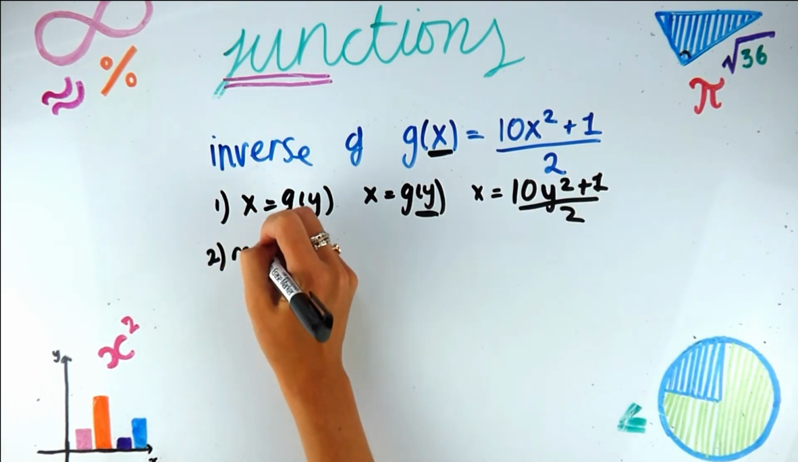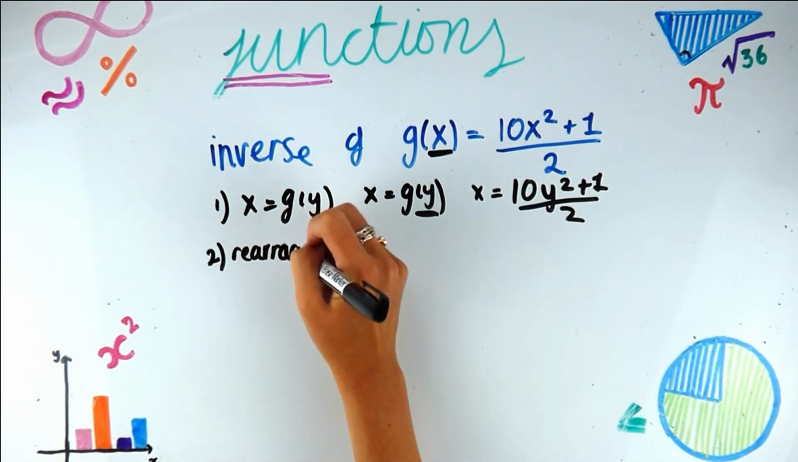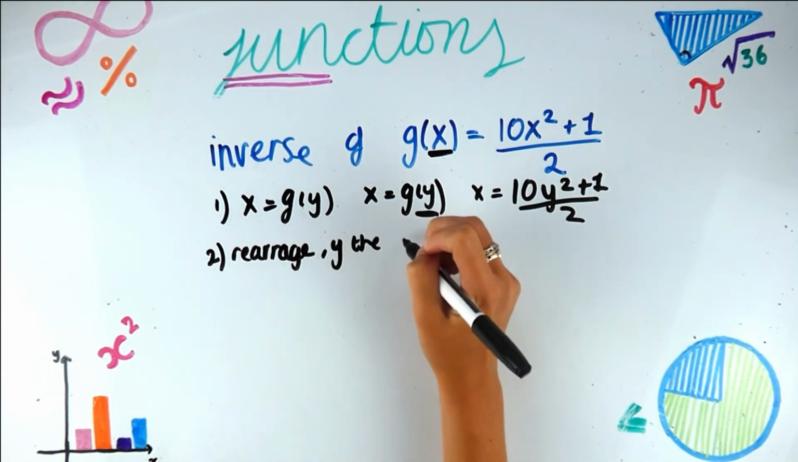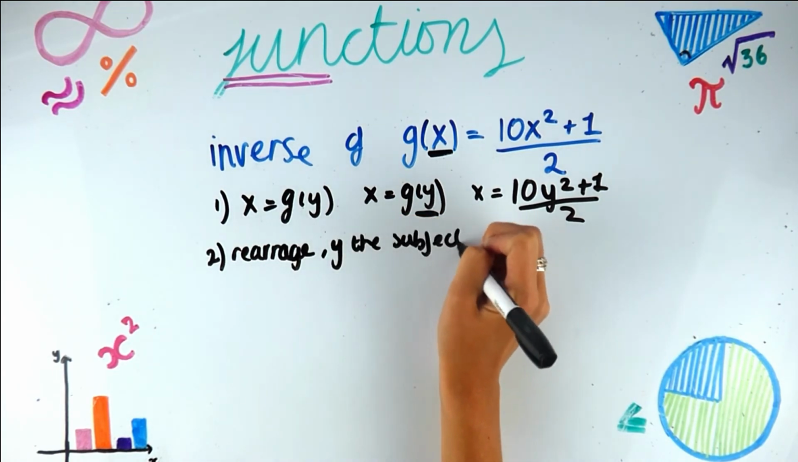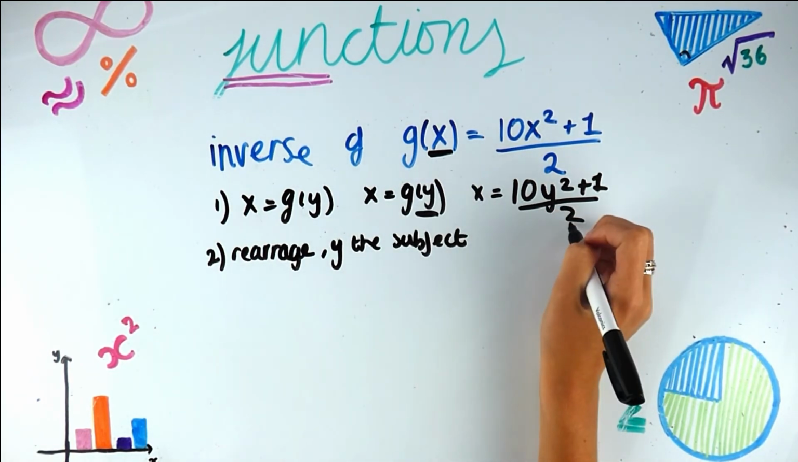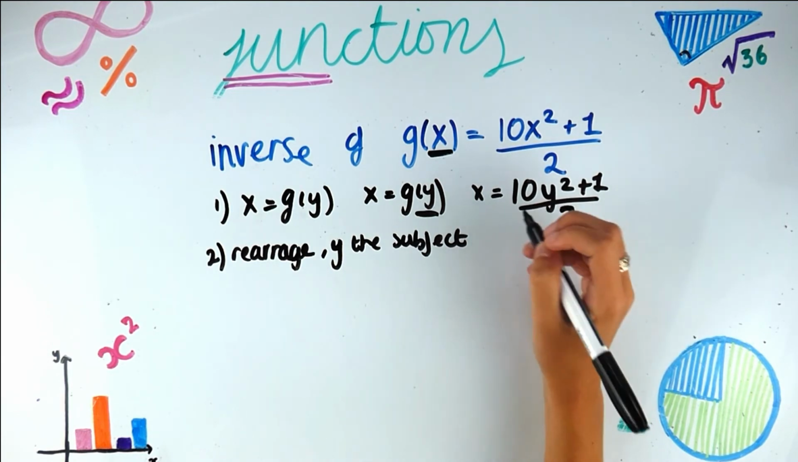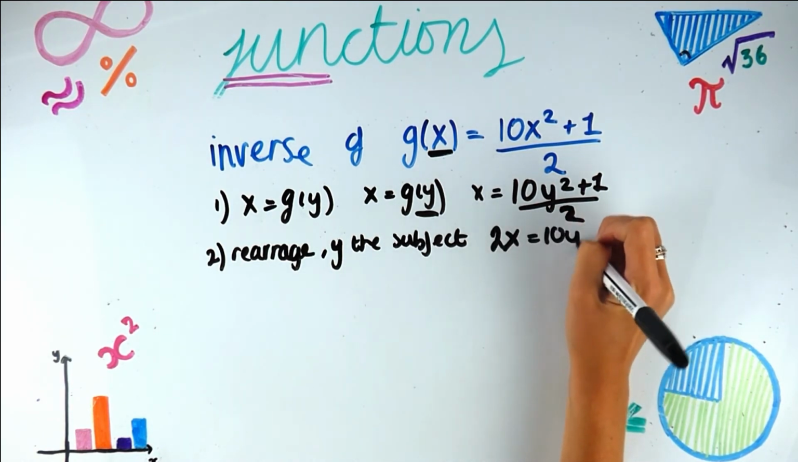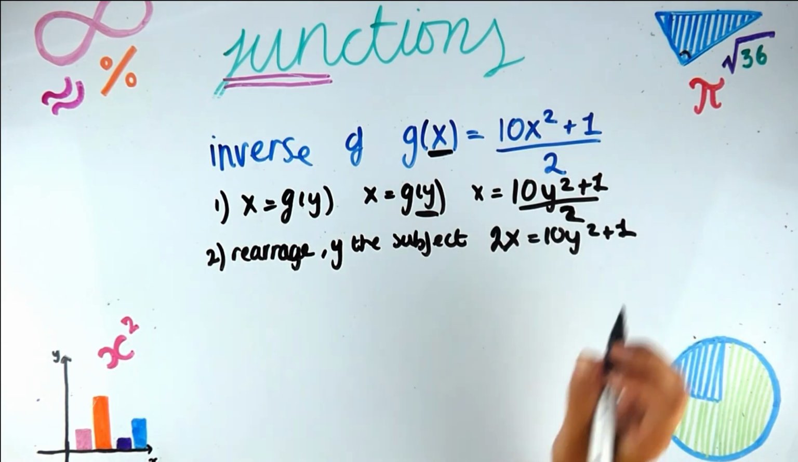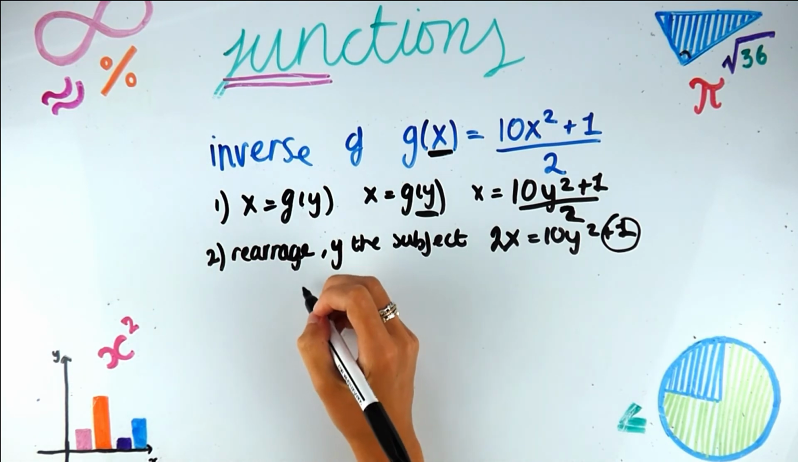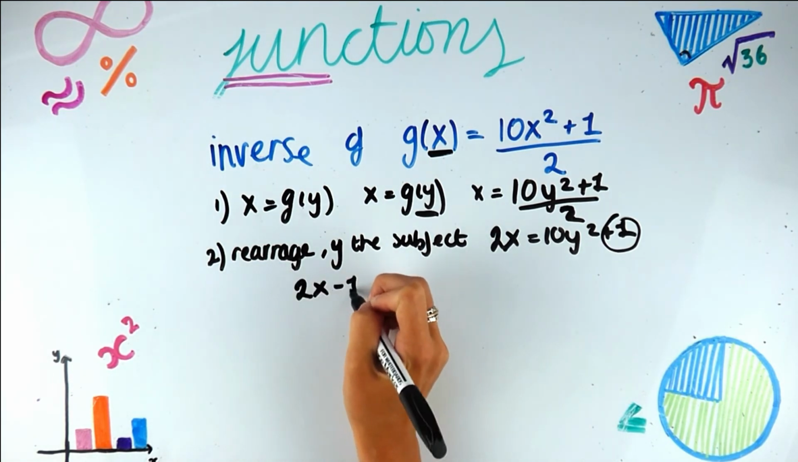Step 2 was rearrange, y the subject. So I'm going to do that now. So if I rearrange, I want to get the 2 up here. So if I divide on this side, it's going to take it over. I'm going to have to multiply on that side. So 2x. I've got an annoying 1 here, so it's plus 1 that side. So I'm going to do negative 1 when I bring it over.